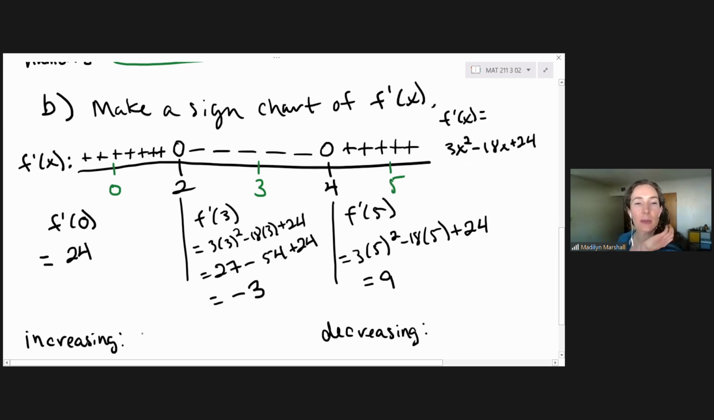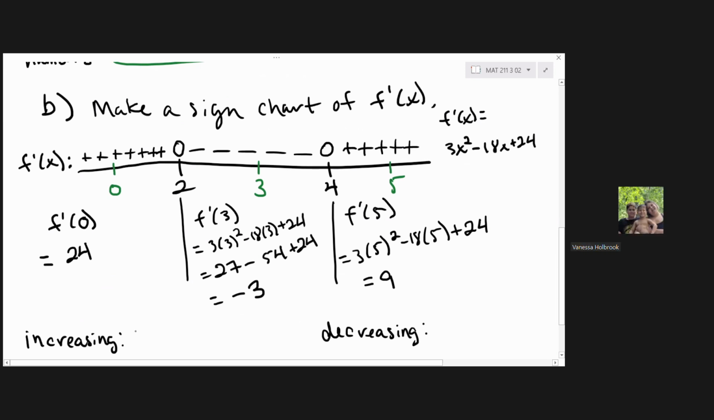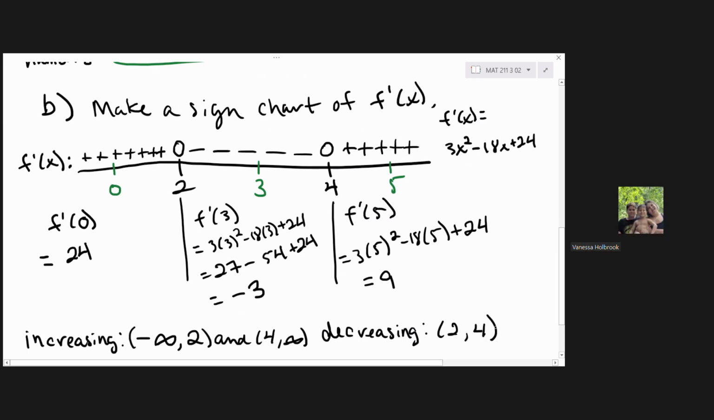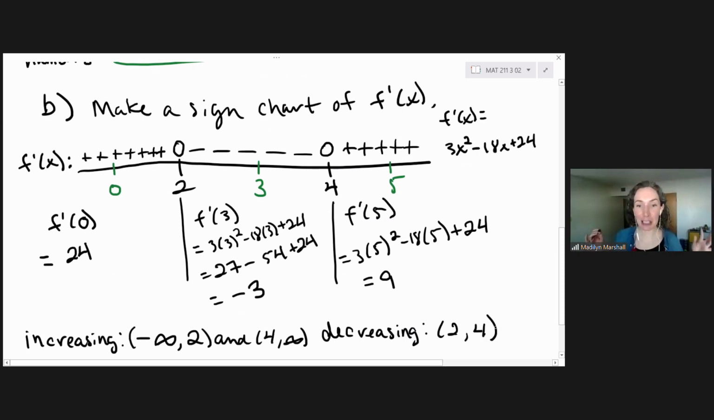So on what interval or intervals is it increasing? Negative infinity to 2 and 4 to infinity, and yes, decreasing 2 to 4. Exactly. So a negative derivative means a negative slope, so it's decreasing between 2 and 4. A positive derivative means a positive slope, so it's increasing negative infinity to 2 and 4 to infinity.